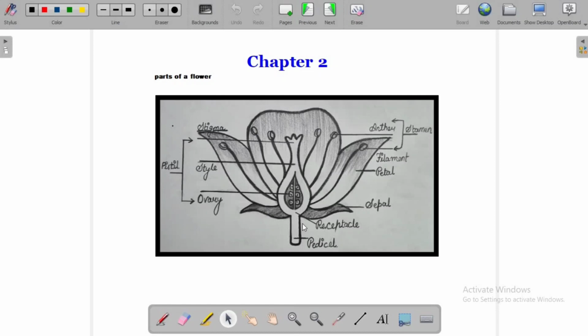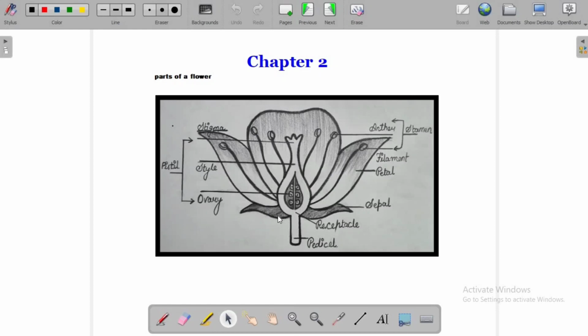The receptacle is the part that holds the flower. You can see in the diagram the receptacle is a swollen portion. The receptacle has a swollen portion because the flower is too big for the pedicel to hold it. That's why the receptacle, being broader in size, helps in holding the flower in its position without breaking.